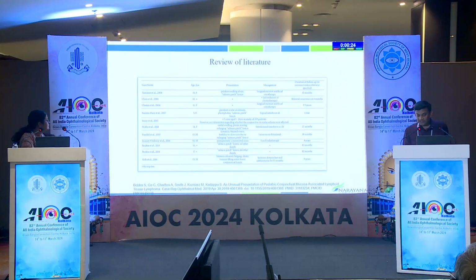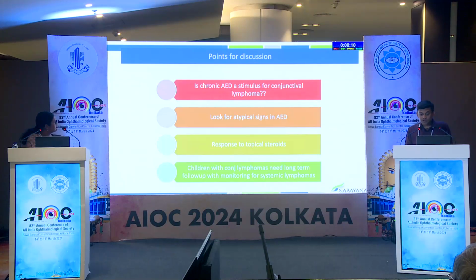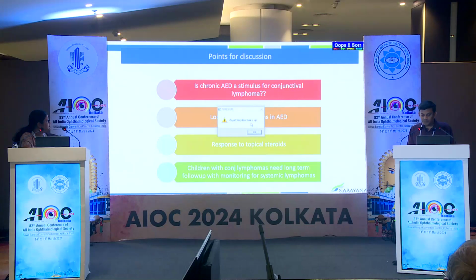When we looked at the literature, especially at children with lymphomas, very few reports have been published, maybe around 10. With children less than 10, it narrows down to maybe around 8 or 9 cases. For a clinician like me, in a day we see around 3 or 4 chronic allergic eye disease patients. So is chronic allergic eye disease a stimulus for these patients to develop conjunctival lymphoma?